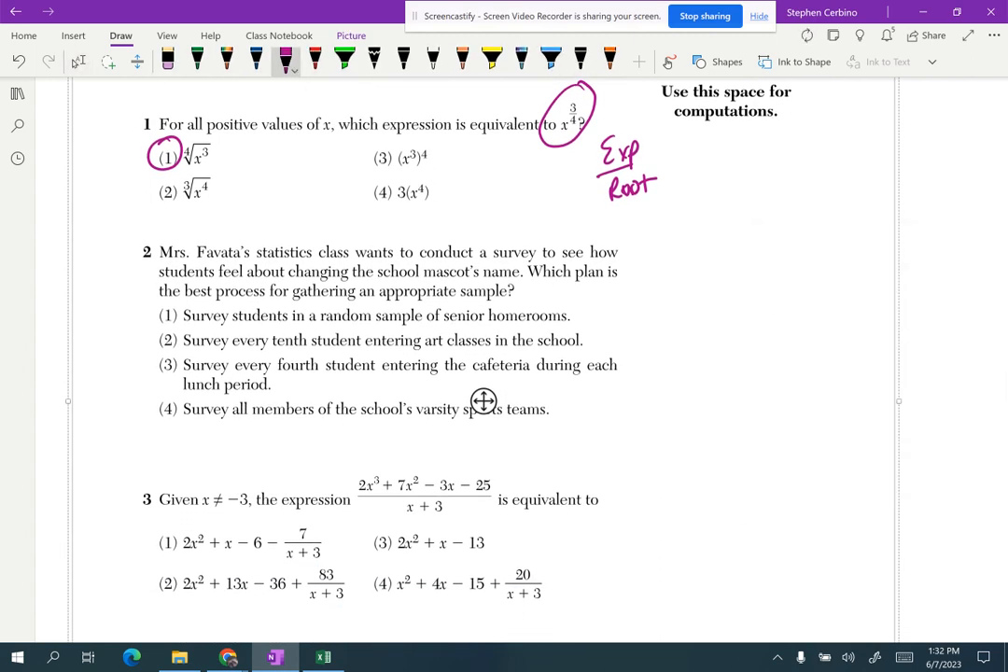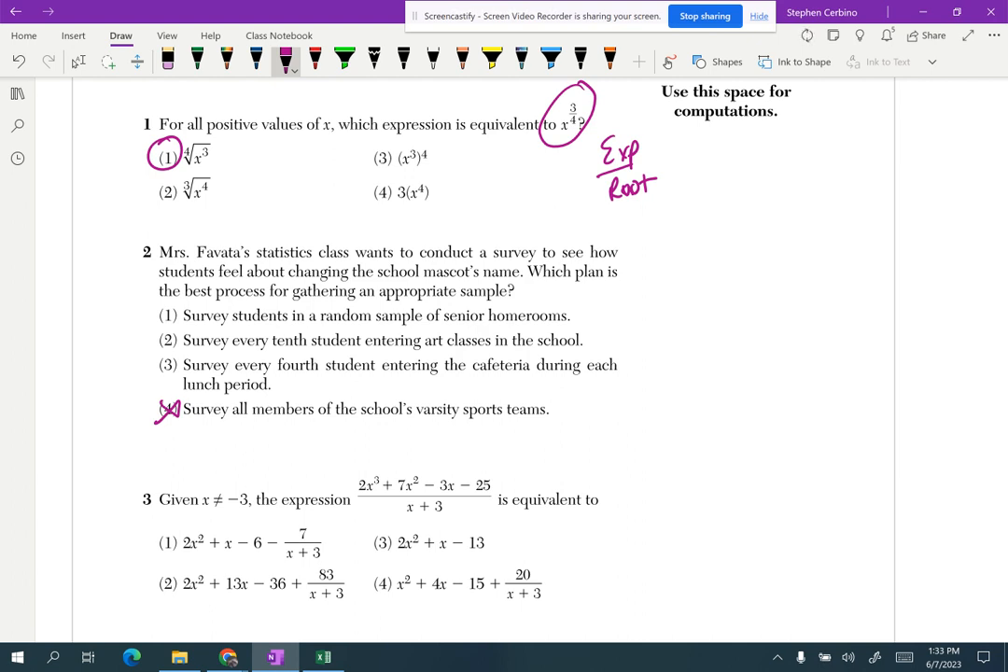Number 2, we want to create a survey for a statistics class about the student school mascot name. So to create this, we need to create a random sample. So first thing we want to do is scan all these and make sure that we're collecting random samples. So number 1 is a random sample. Number 2 would be a random sample every 10th student. Every 4th student also would be a random sample. All members of the varsity sports teams. That's not random, right? That would be a selected sample. So we're sampling just from a certain sports team. That wouldn't be good. So 4 is definitely out of the question.